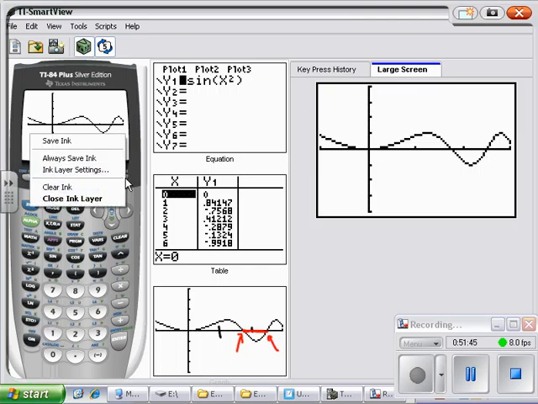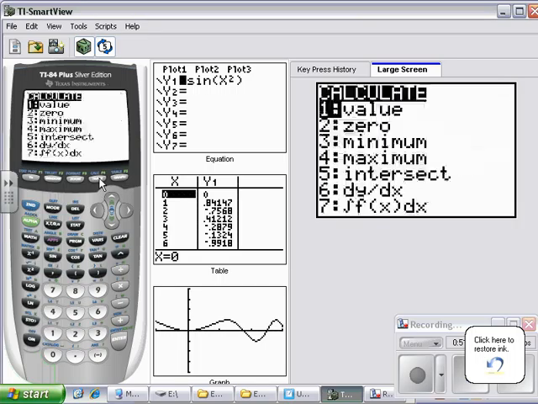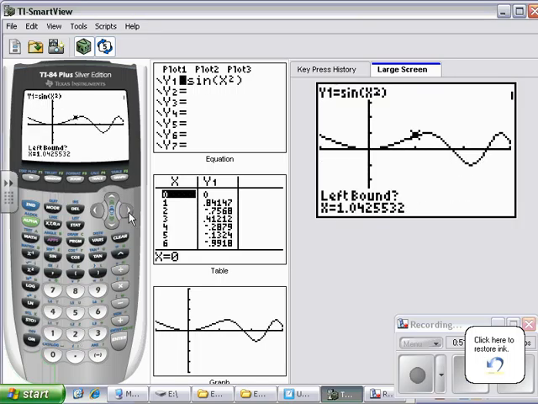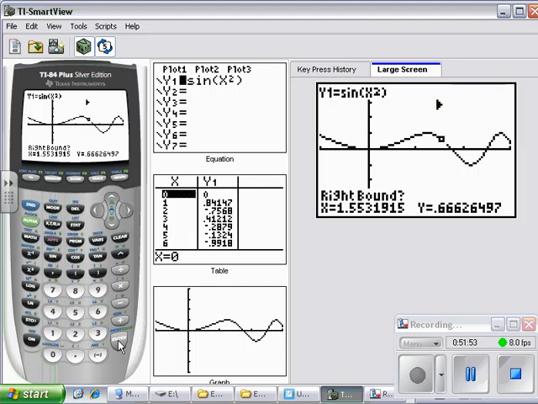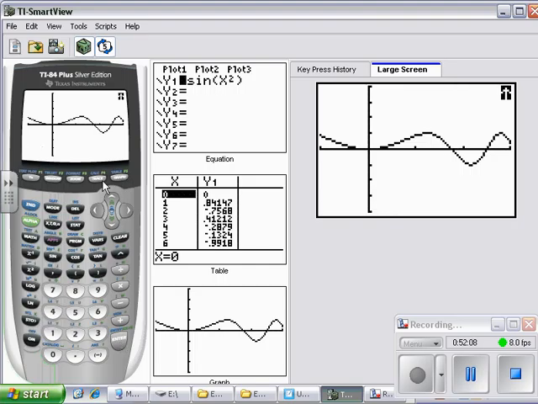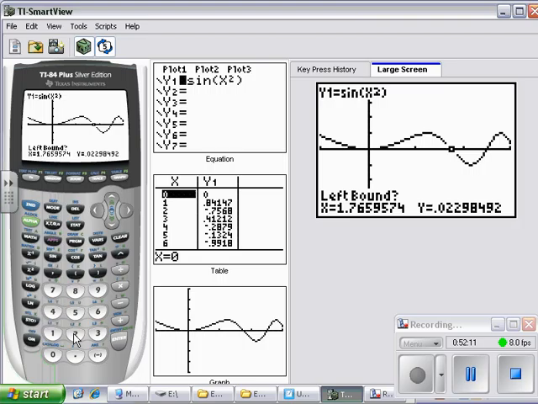So second calc, option 2. Left bound, good. Right bound must be of a different sign. There it is, there's the 1.772. All right, we go back and do it again. Second trace, option 2. Left bound. Right bound. And there it is. So we know it's negative between the 1.772 and 2.507.